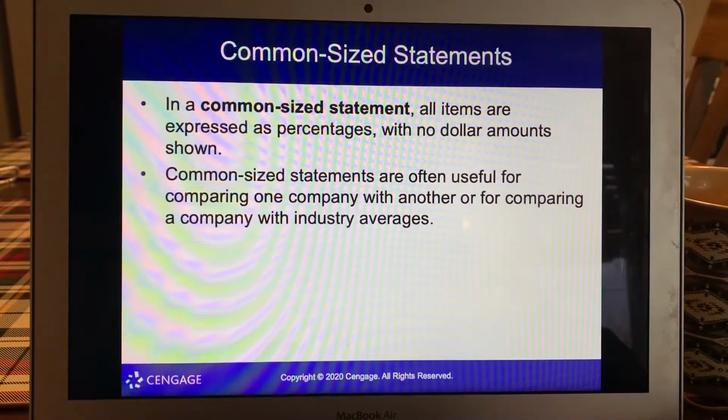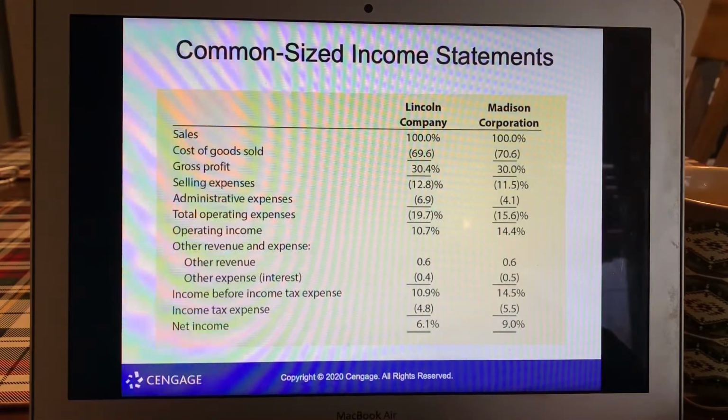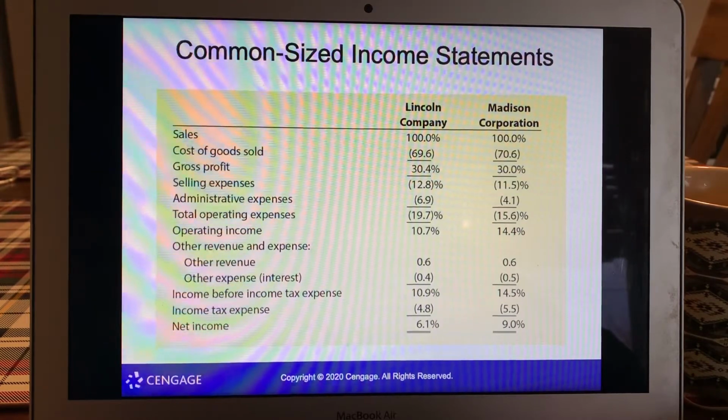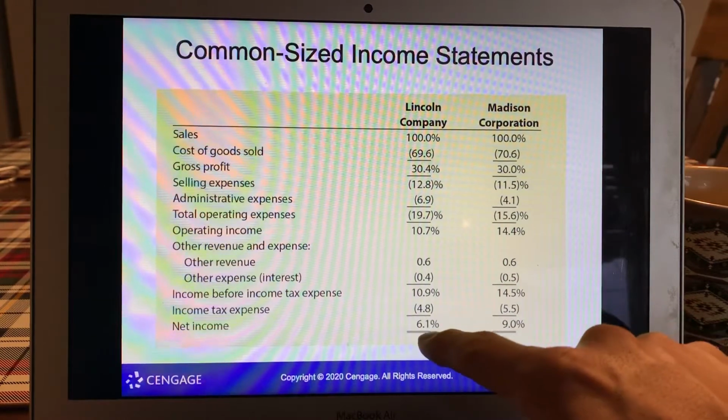In a common size statement, all items are expressed as percentages with no dollar amounts shown. Common size statements are often useful for comparing one company with another or for comparing a company with industry averages. So here's a common size income statement. So we're looking at two companies to see how we compare to another company. Operating income is 10.7 to 14.4, and then 6.1 to 9.